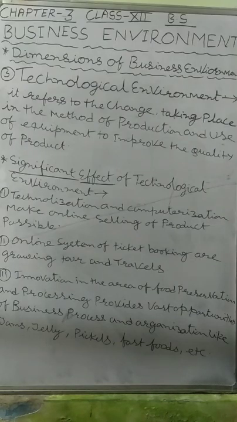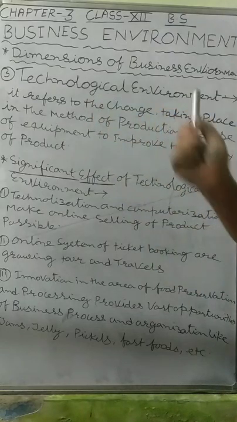We are in dimensions of business environment. Before this video, we already discussed economic environment and social environment in great detail, and I hope you understood those environments in a better form and also made your notes. Now we turn to the third dimension of business environment, and that is technological environment.